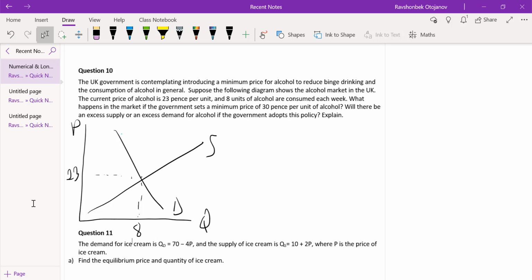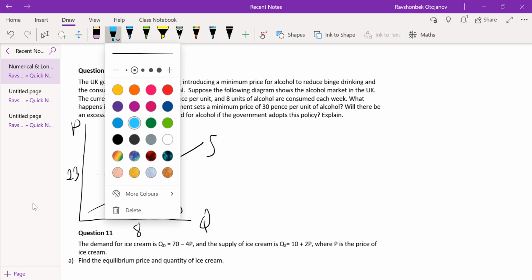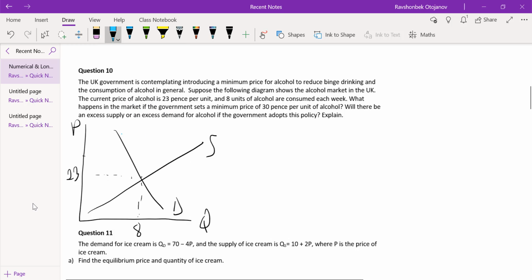So next, what happens in the market if the government sets a minimum price of 30 pence per unit of alcohol? Well, that's a little higher, isn't it, than the given price? So let's put this here, 30.